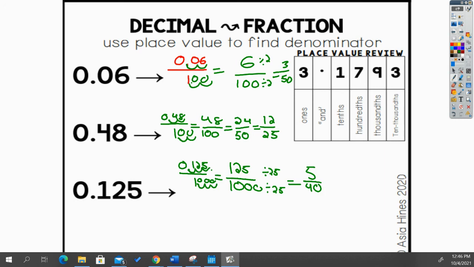I can simplify this one more time. I can divide these both by 5, giving me 1 over 8. So that's what we're going to learn so far. We're just switching back and forth between decimals, fractions, and percents, and we'll practice this more often.